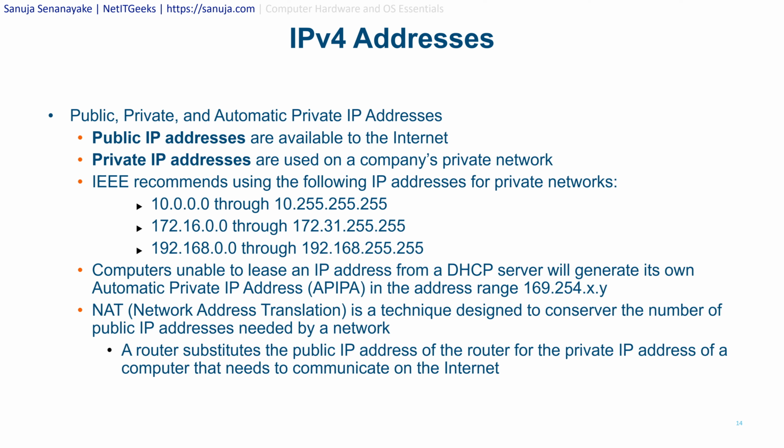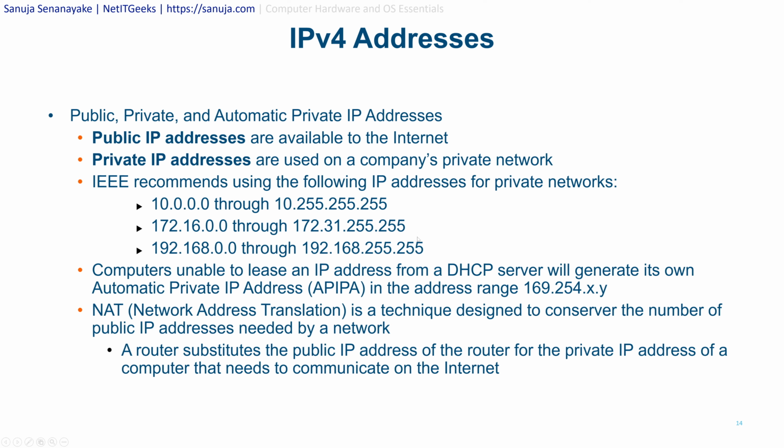The IEEE recommends using the following IP addresses for private networks. That includes 10.0.0.0 through 10.255.255.255, or 172.16.0.0 all the way through 172.31.255.255, or 192.168.0.0 through 192.168.255.255.